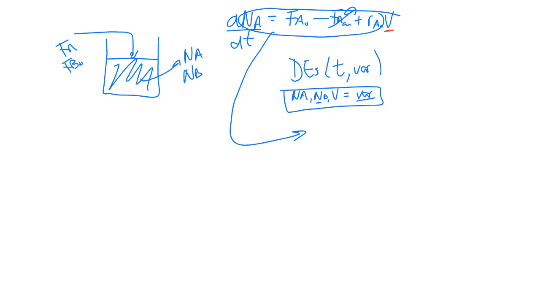But in my function now, I see I need a rate here, so let me get an equation for the rate of A. Let's say it's minus K, CA, CB. Now, oops, there are some more dependent variables, but I'm not scared because I can calculate CA as NA divided by the volume, and I can calculate CB as NB divided by the volume. And these two don't confuse me because they are outside of my differential equation.